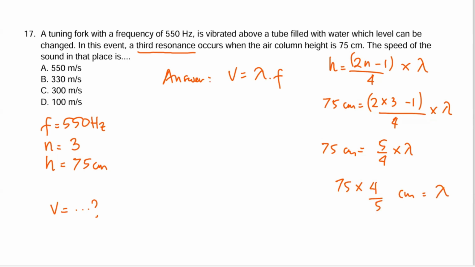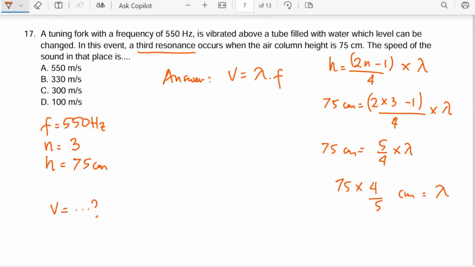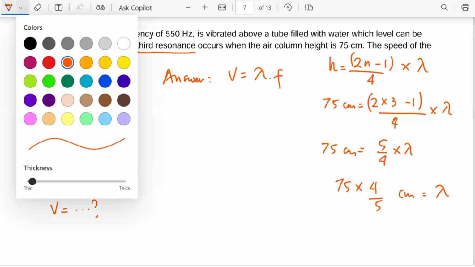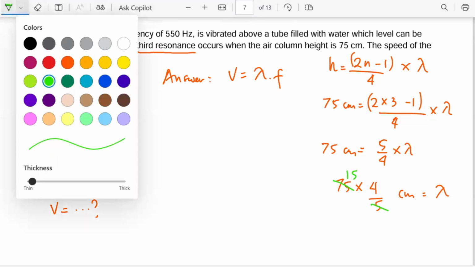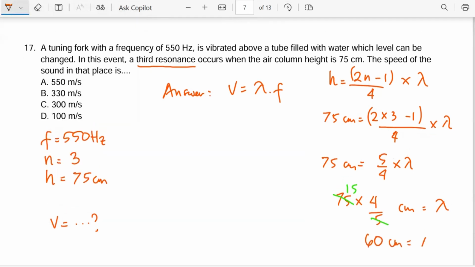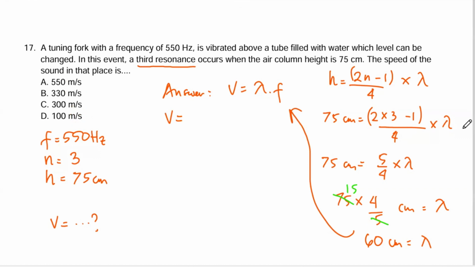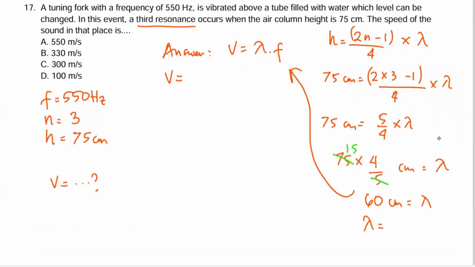So 75 divided by 5 is 15, and 15 times 4 is 60. So 60 cm equals lambda. Okay, we know the lambda, so we can continue our calculation. v is lambda times f, but be careful here because the answer is in meter per second, so we need to change this lambda into meter. So lambda equals 60 cm, or 0.6 meter.